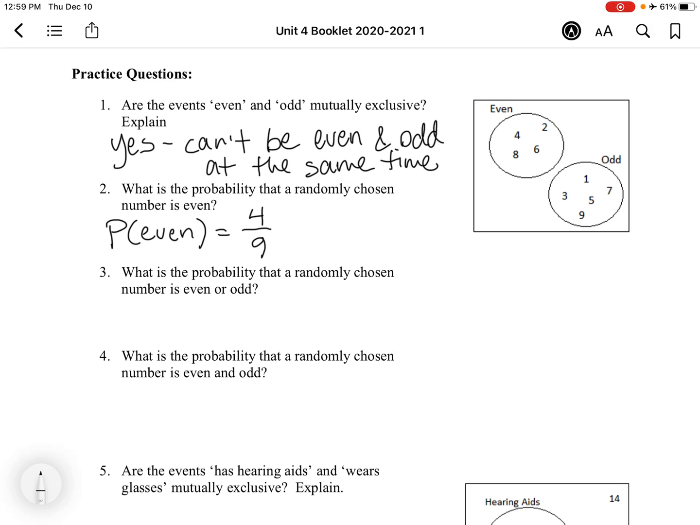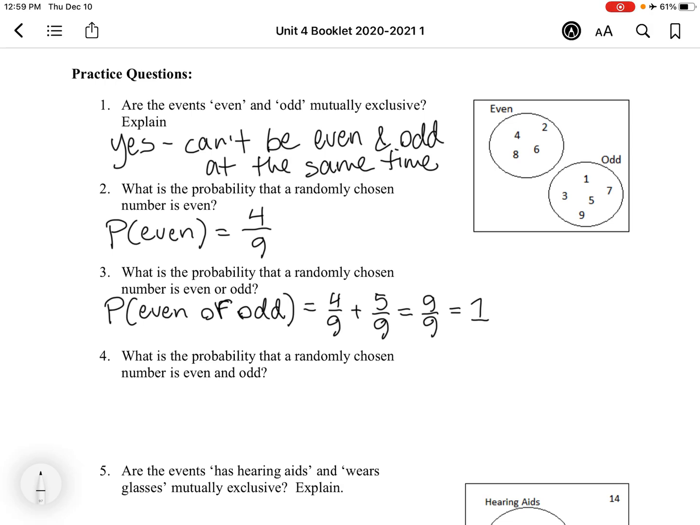Okay, what's the probability that a randomly chosen number is even or odd? Well, the probability of even or odd, we would just add the two probabilities together. And there's no overlap here, so we don't have to worry about subtracting an overlap because we're not going to be double counting anything. So even is 4 over 9 plus odd is 5 over 9, which is 9 over 9, which is 1.